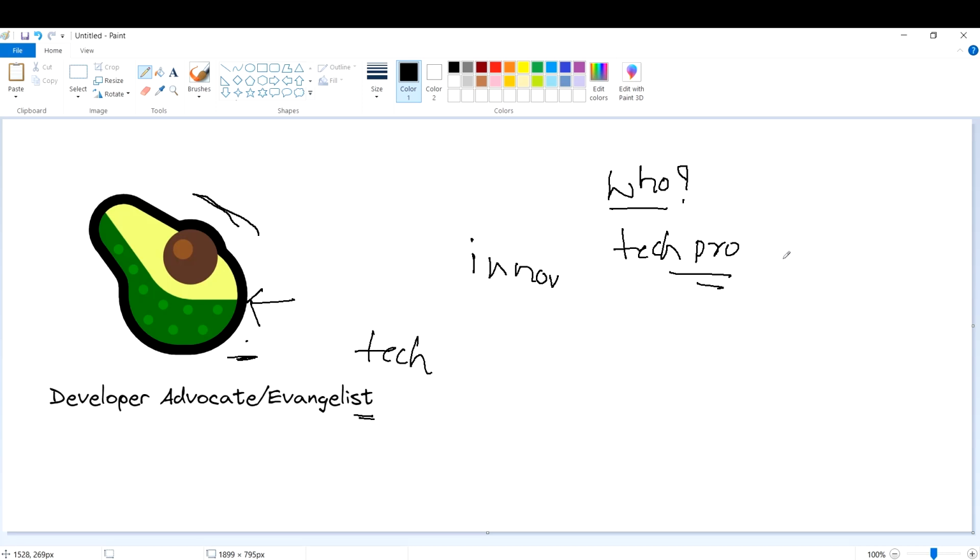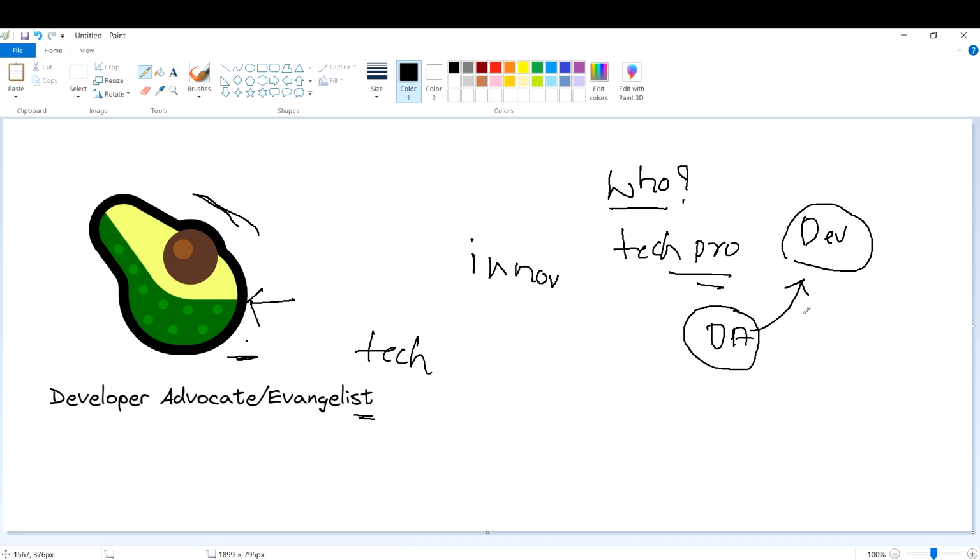Their primary role is to engage with developers, build relationships, and help them be successful in using the company's products and services. Let's say you are a company and you have a devrel or a developer advocate. They will be working with the developers closely to help them understand how to use the product that the company has produced. That will be their main concentration.